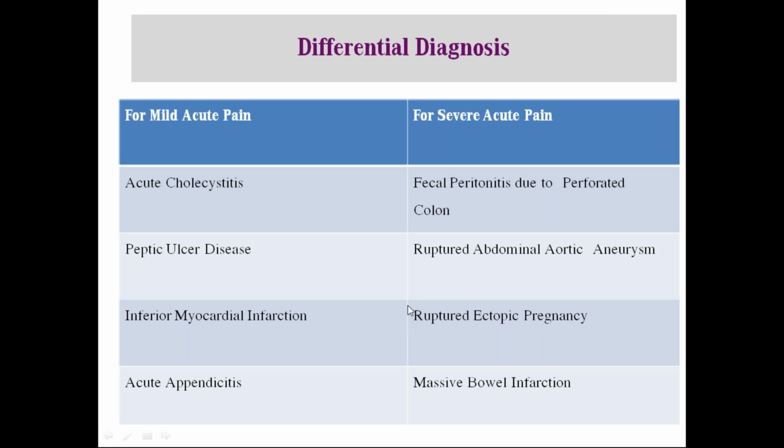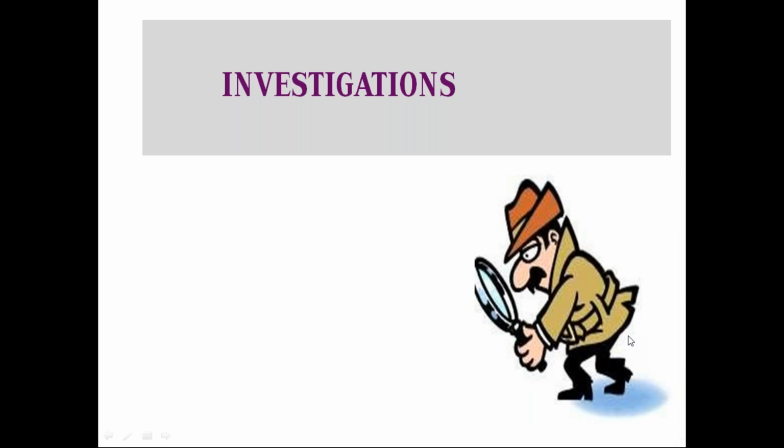And in females who are in the fertile age group, one of the important differential diagnoses you need to look for is ruptured ectopic pregnancy. So for any reproductive age group female coming to the casualty, you need to ask about the last menstrual period and rule out whether she is pregnant or not. And in rare cases, massive bowel infarction, which is an abdominal catastrophe. So how will you investigate the patient and confirm the diagnosis?